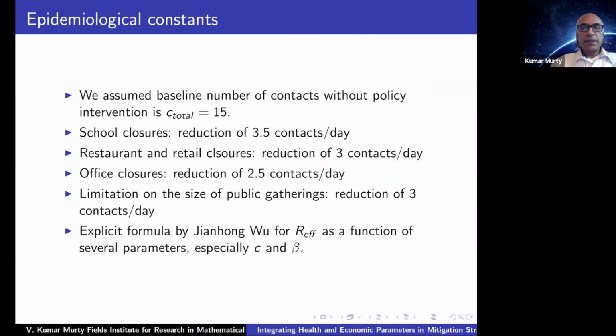and limitations on the size of public gatherings by 3. John Hong also gives us an explicit formula for R effective as a function of a bunch of parameters. I was going to say it's too complicated a formula to write down, but then I felt funny for a mathematician to say a formula is too complicated. His group has come up with a really nice and useful formula. Most importantly is the connection to the way that C and beta figure in that formula.